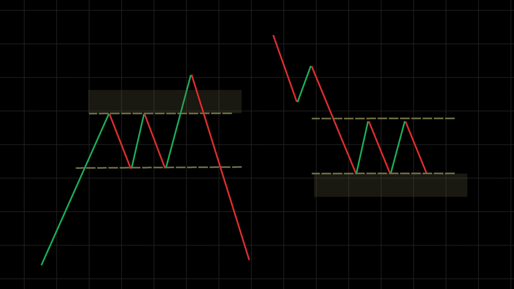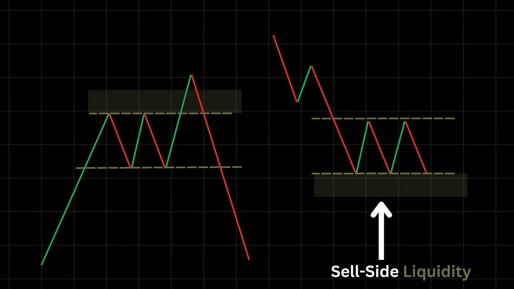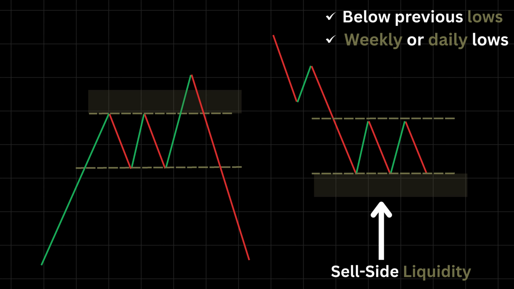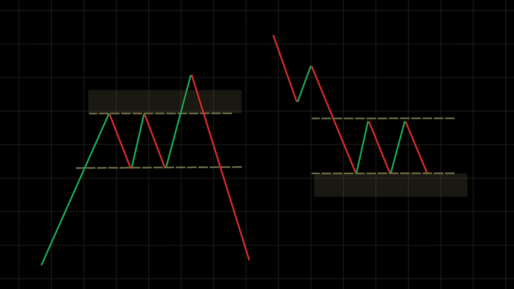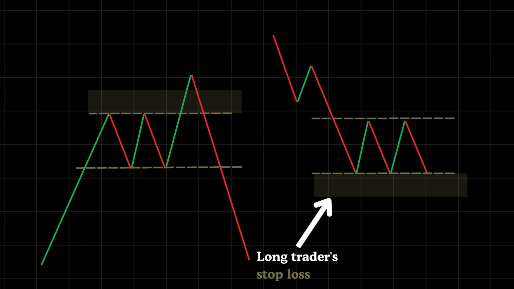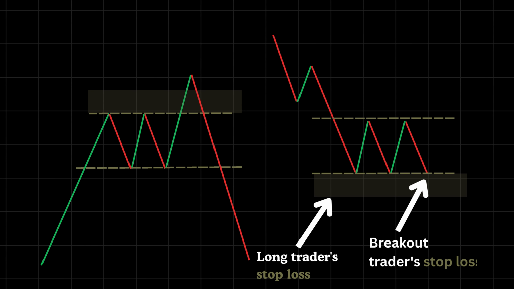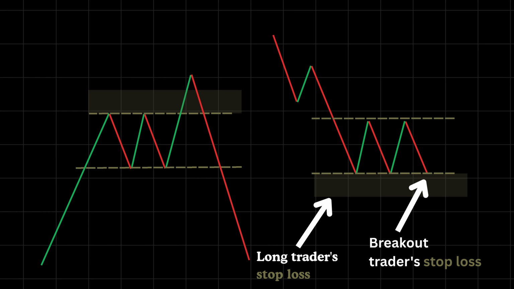Now let's switch it up. Sell-side liquidity comes from sell stop orders, which sit below price, beneath prior lows, weekly or daily lows, or under equal lows. Traders in long positions set stop losses below major support. Breakout traders place sell stops to catch a breakdown. Smart money sees this setup too.